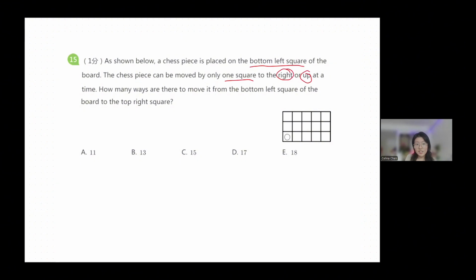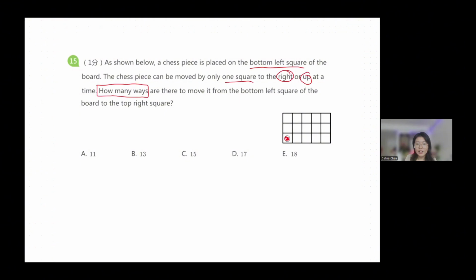So what is the question asking? It's asking how many ways there are to move from this bottom left square to the top right square. Right here, this is our goal. And the rule was we can only move right or up, right?